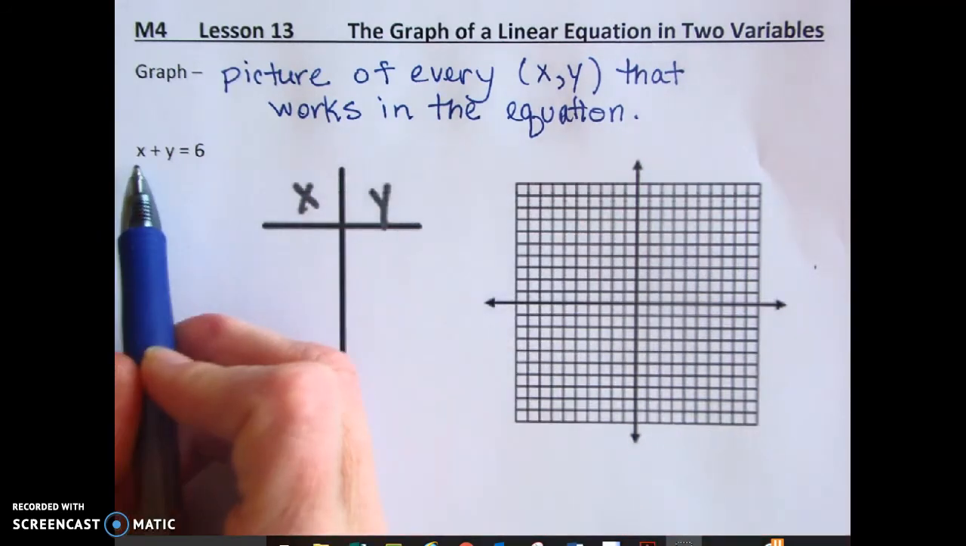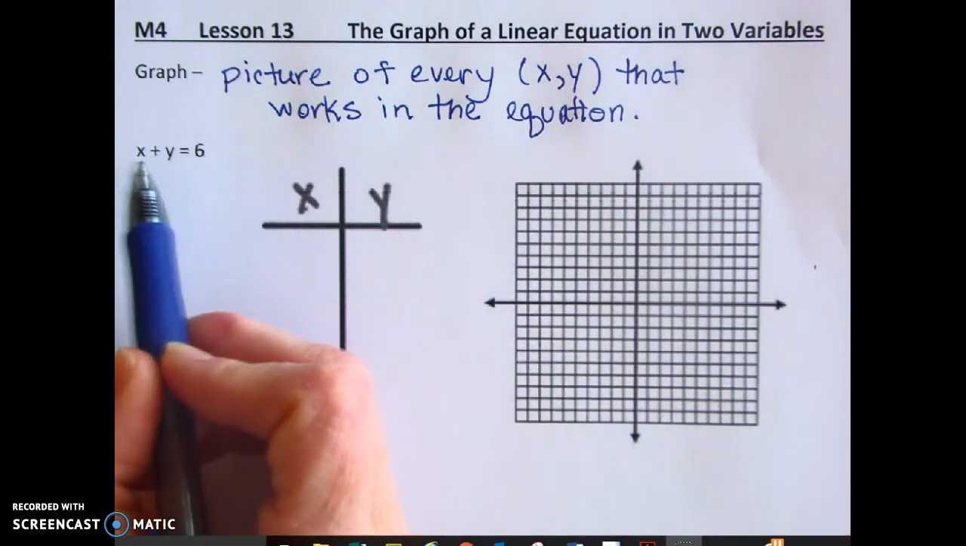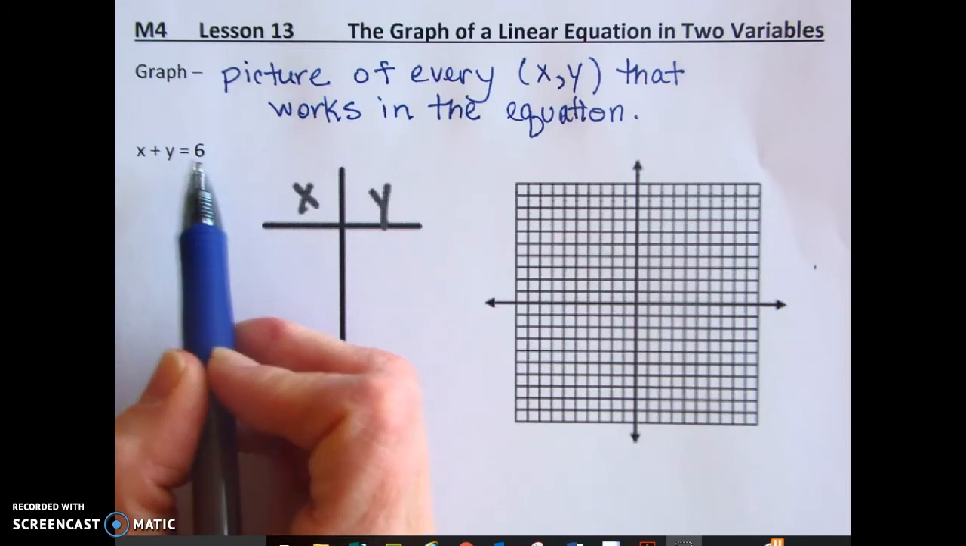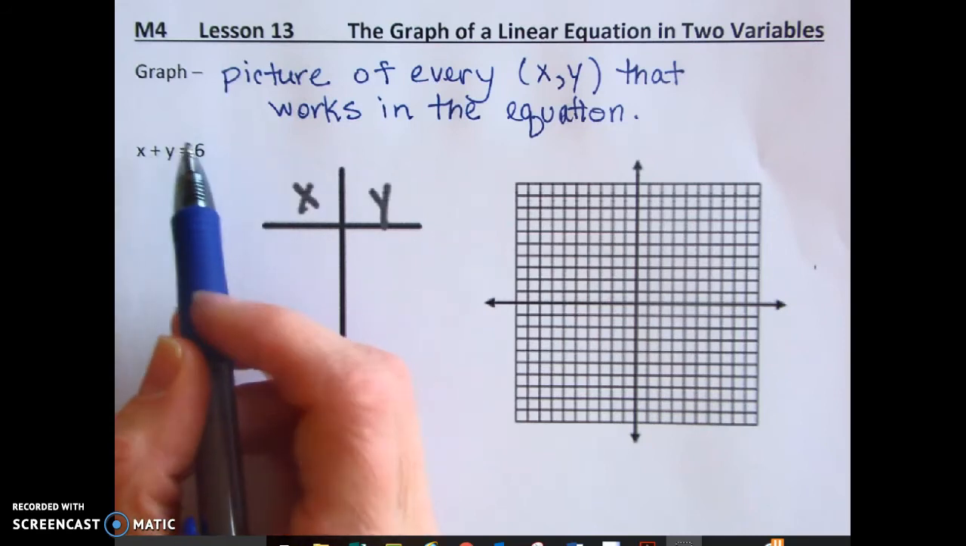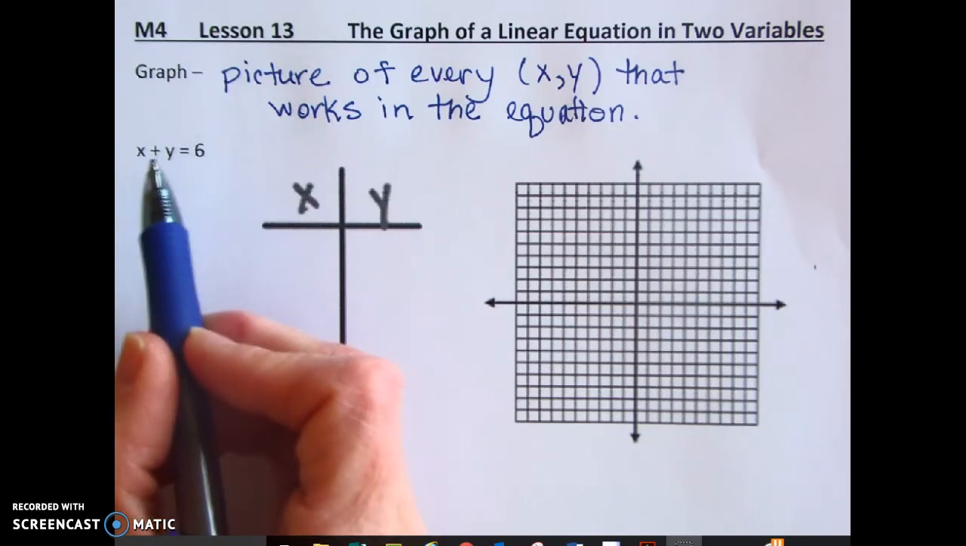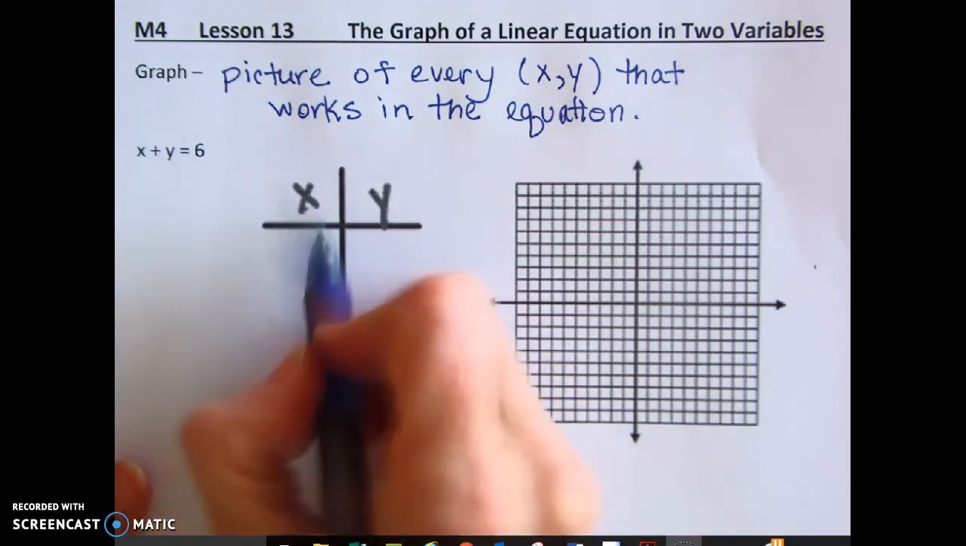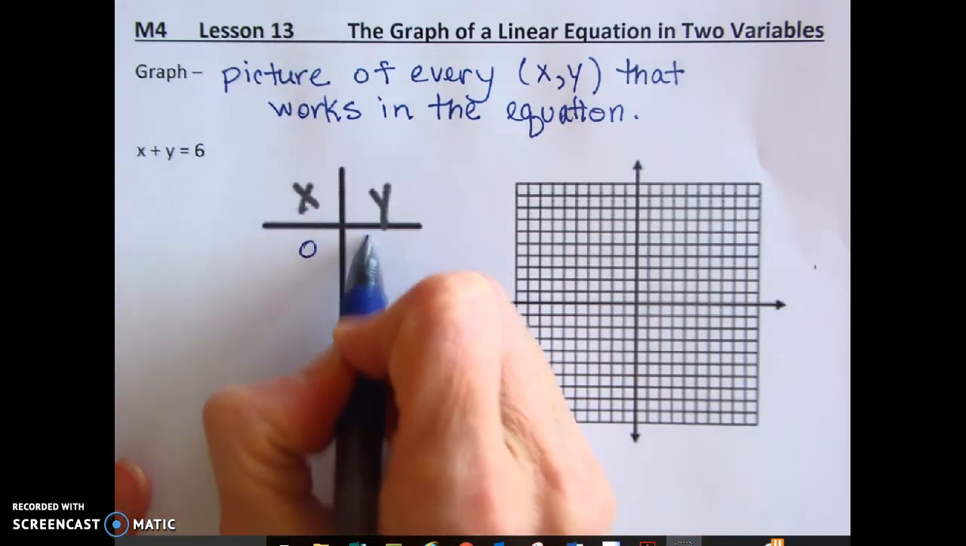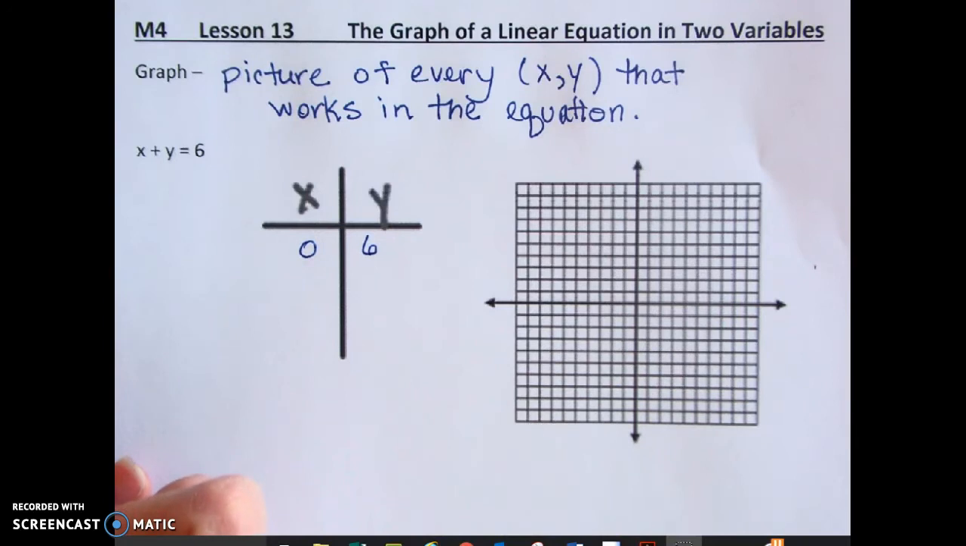So here's our equation, x plus y equals 6. So we need an x value and a y value that add up to 6. Now this is one of the easier equations. You will get more complicated equations as you go. So two numbers that add up to 6. Well, 0 and 6 add up to 6.